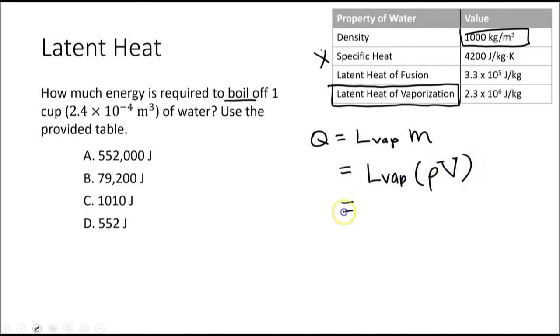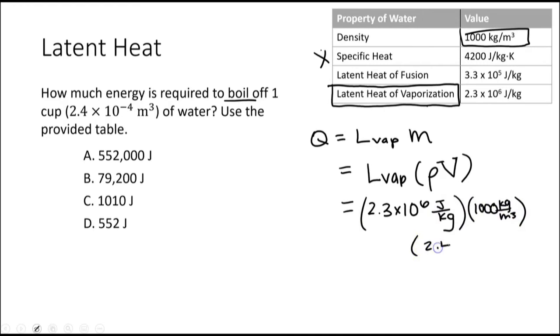Okay, so all we have to do now is plug in our numbers. So our latent heat of vaporization is 2.3 times 10 to the 6 joules per kilogram. Density of water is 1,000 kilograms per meter cubed. And then our volume of water here is 2.4 times 10 to the negative 4 meters cubed. Okay, and so when you end up calculating that out, I ended up getting 550,000 joules. And so I picked answer A here.